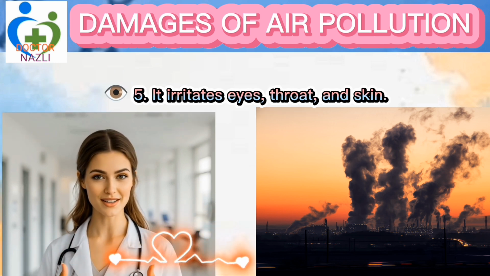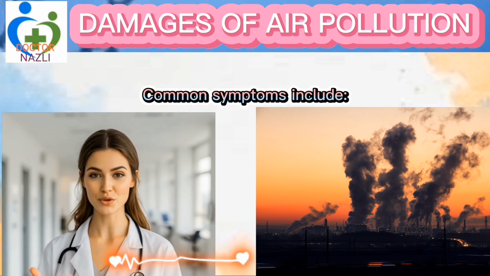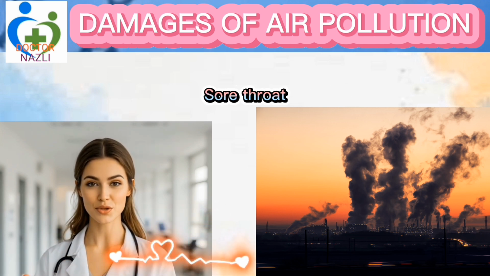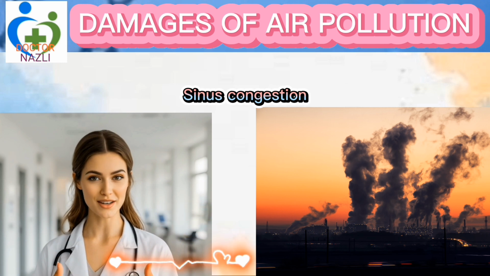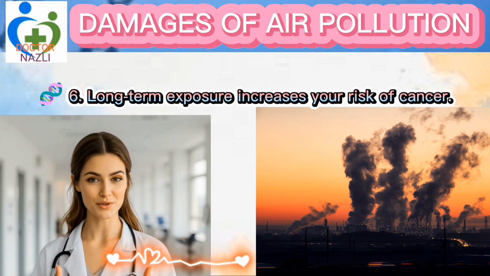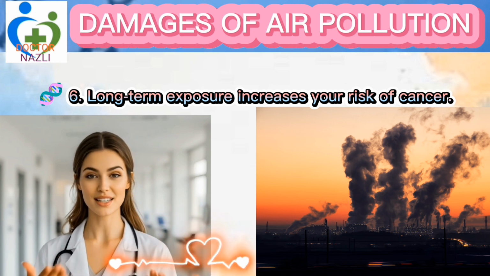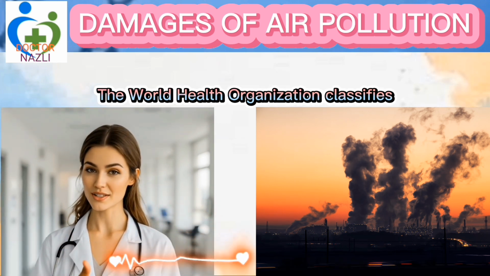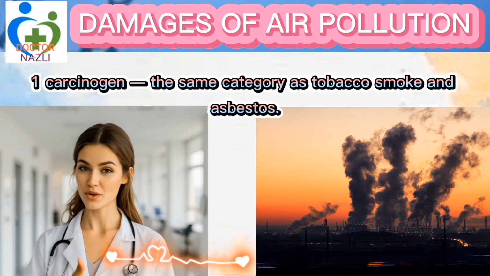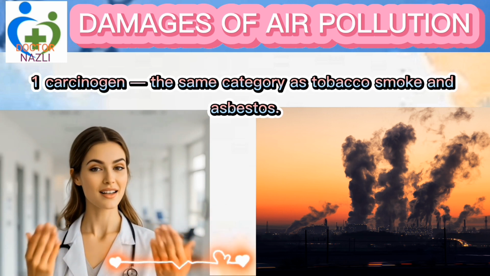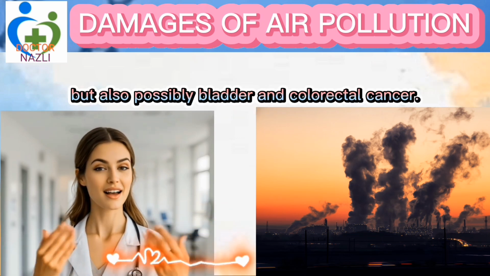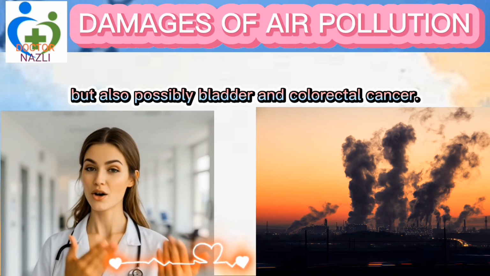5. It irritates eyes, throat, and skin. Common symptoms include red or itchy eyes, sore throat, sinus congestion, skin rashes, or eczema flare-ups. 6. Long-term exposure increases your risk of cancer. The World Health Organization classifies PM 2.5 as a group 1 carcinogen, the same category as tobacco smoke and asbestos. It's especially linked to lung cancer, but also possibly bladder and colorectal cancer.